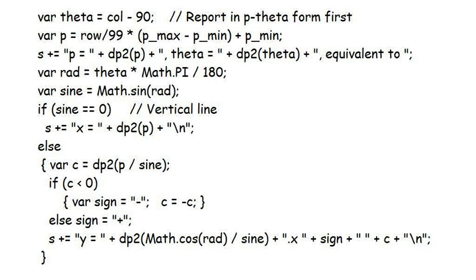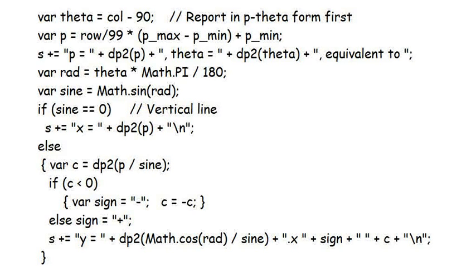We need to use the trigonometrical functions in JavaScript, so once again, theta must be converted into radians, and variable rad makes another appearance. It takes only a modicum of mathematics to rearrange the equation p equals x cos theta plus y sin theta into the form y equals some gradient x plus or minus some number, and you can crash through it for yourself on the back of an envelope.